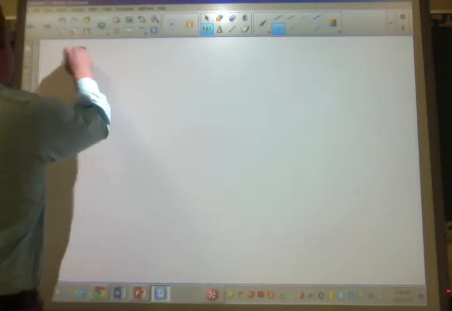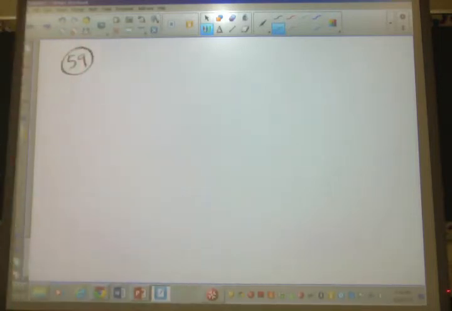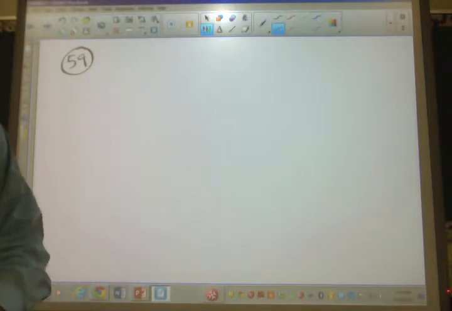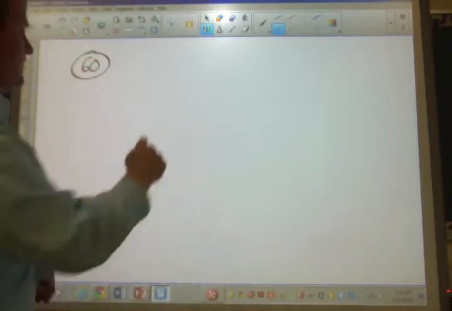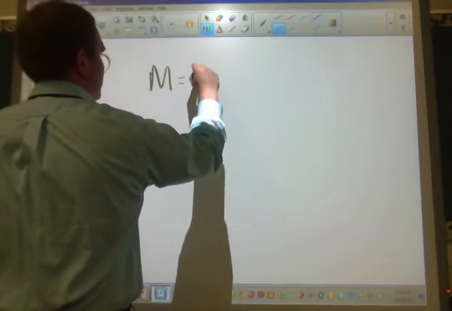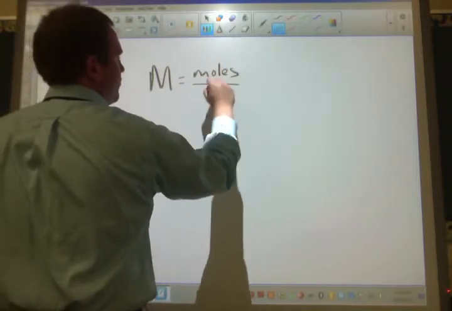59. Solute and solvent. Basically, a solute dissolves in a solvent. So, classic example is water is the universal solvent, and when you have salt water, the salt is the solute. Let's see. Number 60. Formula for molarity. Moles per liter.